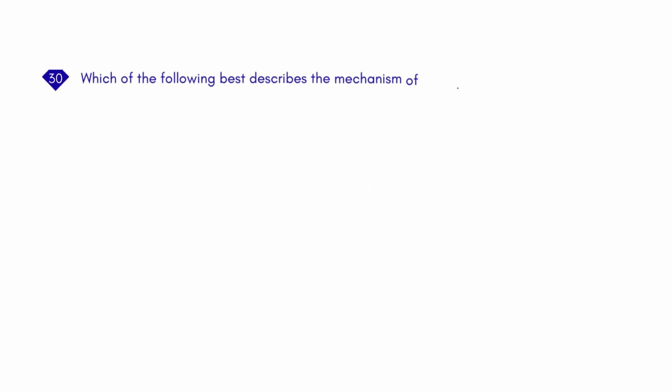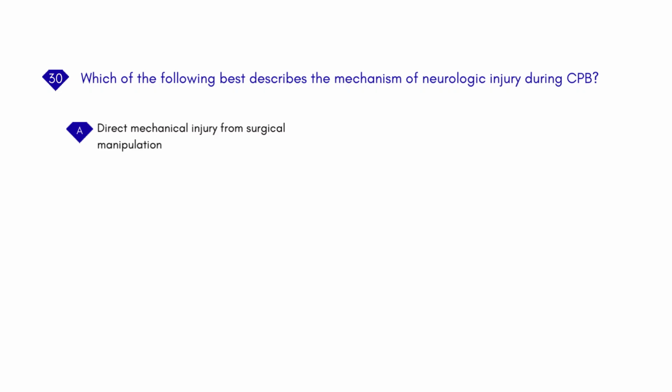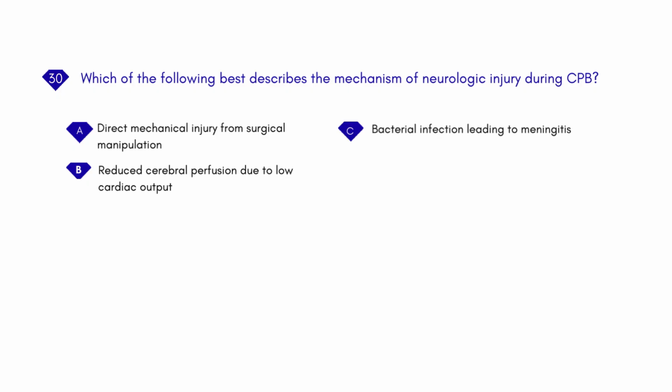Which of the following best describes the mechanism of neurologic injury during CPB? A. Direct mechanical injury from surgical manipulation. B. Reduced cerebral perfusion due to low cardiac output. C. Bacterial infection leading to meningitis. D. Acute elevation in intracranial pressure due to fluid overload.